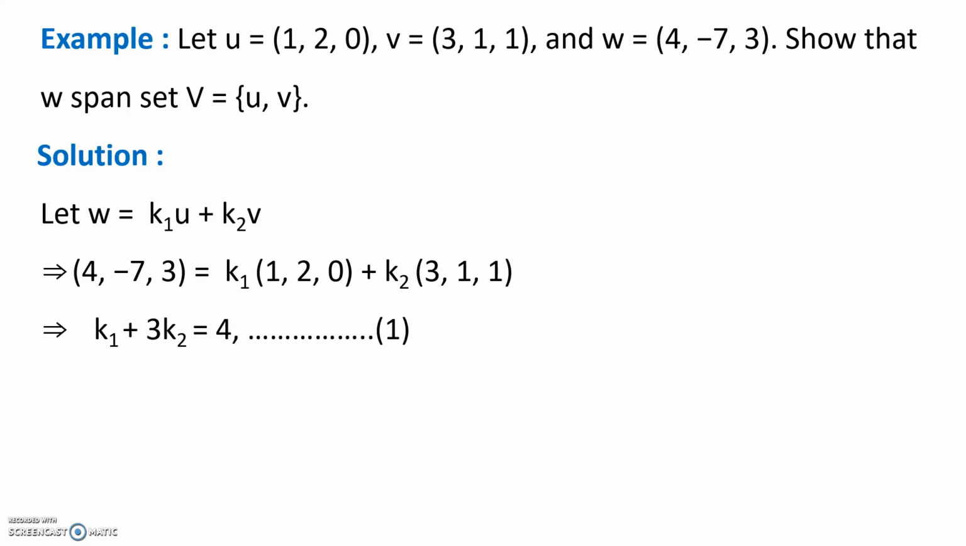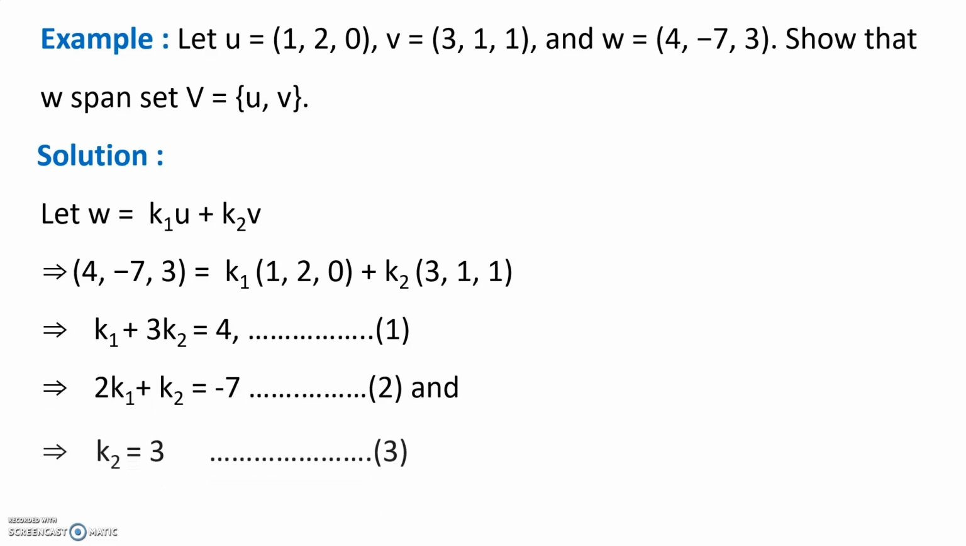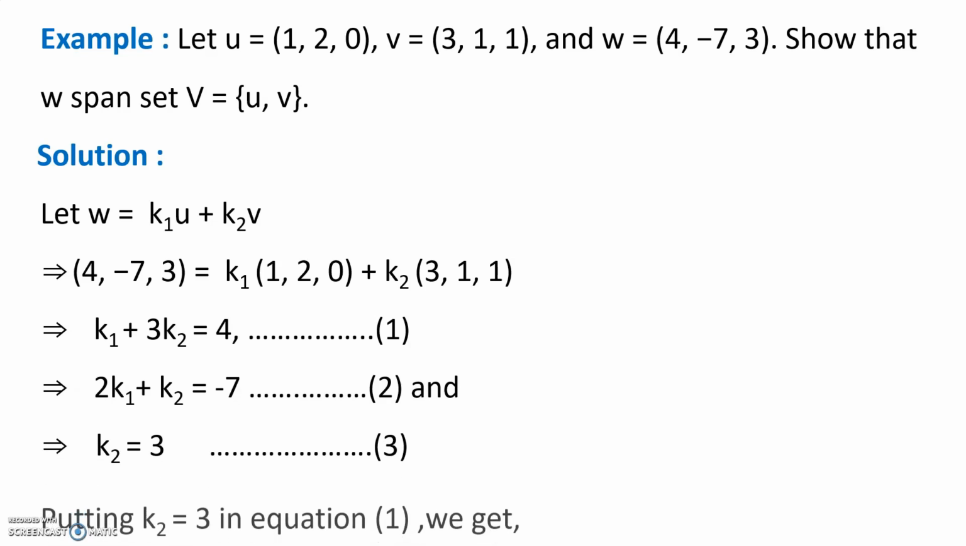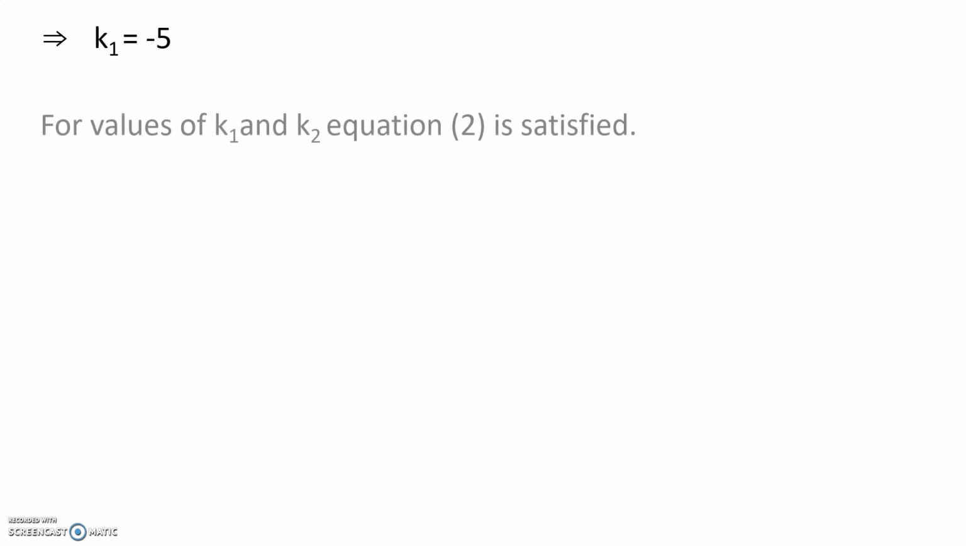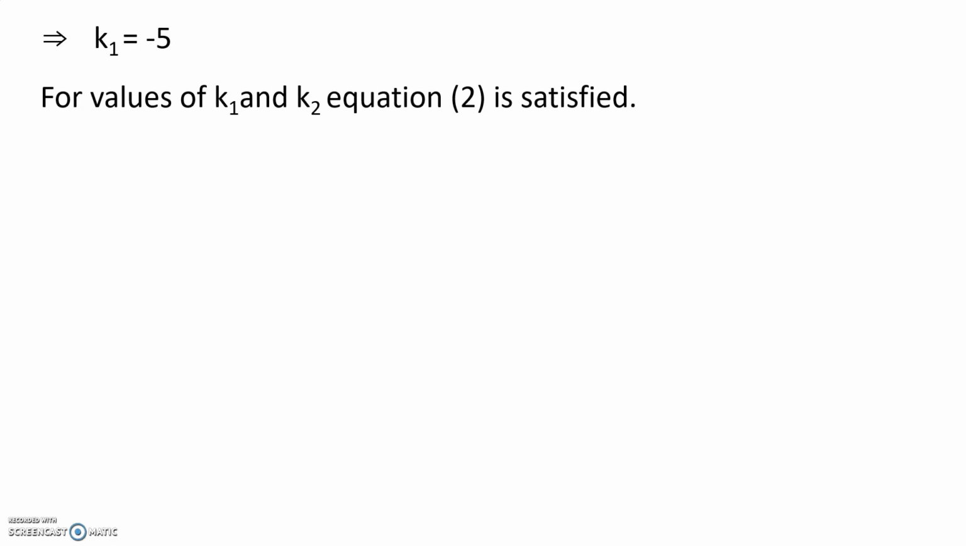And after simplification, we will get K1 plus 3K2 is equal to 4, 2K1 plus K2 is equal to minus 7 and K2 is equal to 3. Putting the value of K2 is equal to 3 in equation 1, we get K1 is equal to minus 5. For these values of K1 and K2, equation 2 is satisfied. And therefore we can say that W is equal to minus 5U plus 3V, so W is in the span of U and V.